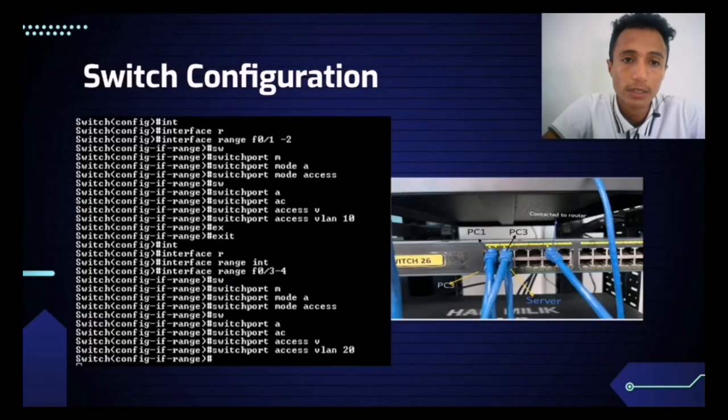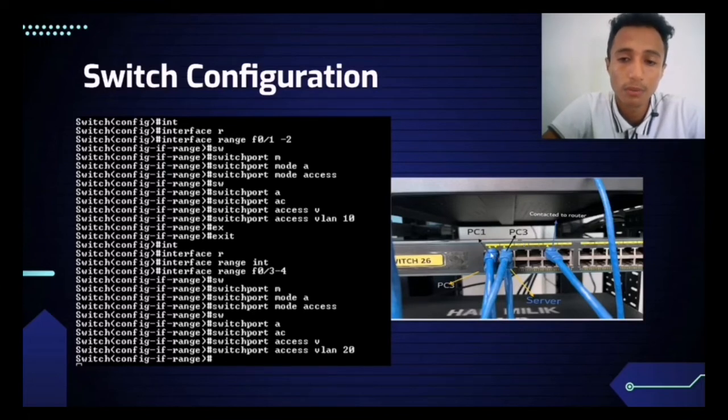Okay. This is our switch configuration. We connect our hosts to each other by using VLAN, and each VLAN has 2 hosts because we are using 2 VLANs here, VLAN 20 and VLAN 10. And this picture presents the cable connecting to our hosts.